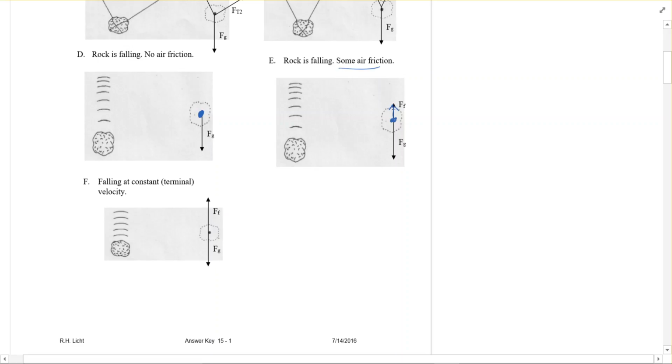There is no net force on you, right? So that's why you're not accelerating. You're falling at a constant velocity.